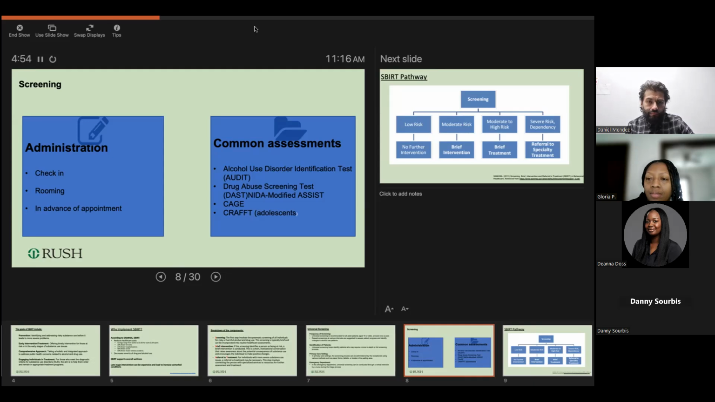So with screening, did that answer your question? Thank you. So in the administration part, you check in, you're roomed, and then in an advanced appointment, someone may know that they can receive these services and they may call in advance to come in. Some of the common assessments are the Alcohol Use Disorders Identification Test, which is the AUDIT, the Drug Abuse Screening Test, which is the DAST, and then there's the NIDA Modified ASSIST. And then the CAGE and the CRAFFT. The CRAFFT is more for adolescents. I think the CAGE is as well.